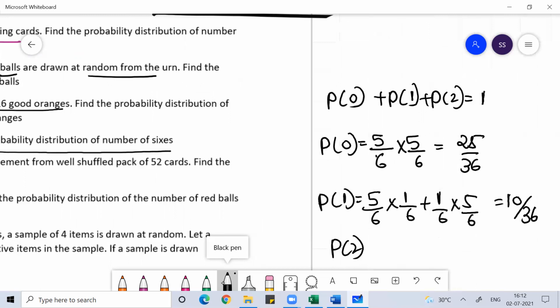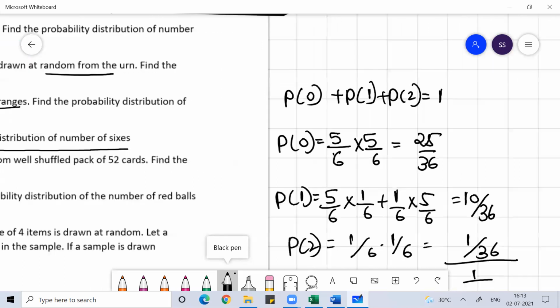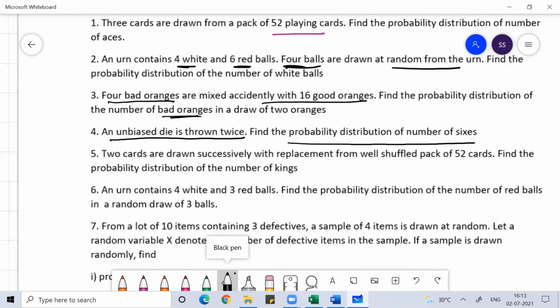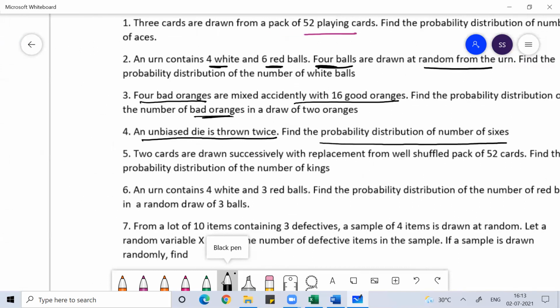Then both times I throw, I get 6: 1 by 6 into 1 by 6 means 1 by 36. If you do the total sum, you'll get 36 by 36 means 1. So clear? So this is the probability distribution. You can write 10 by 36 as 5 by 18. I kept it as 10 by 36 simply for the calculation, to avoid doing LCM. So question number 5, two cards are drawn successively with replacement.